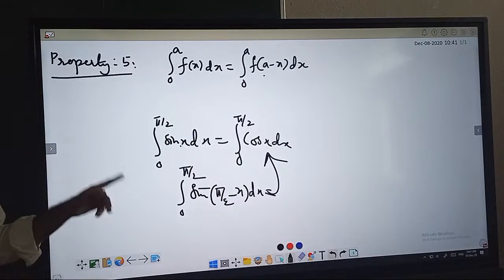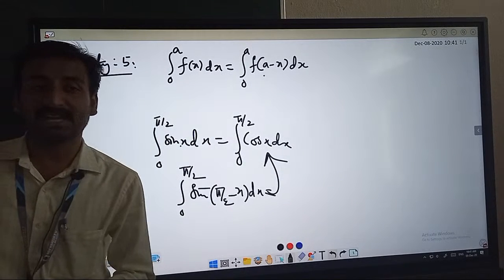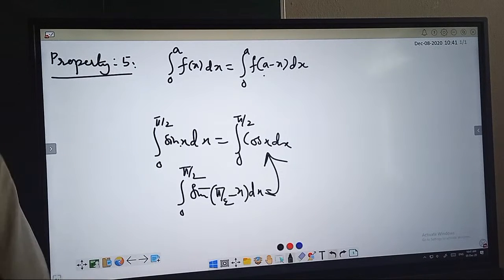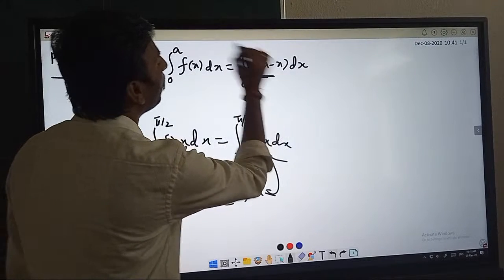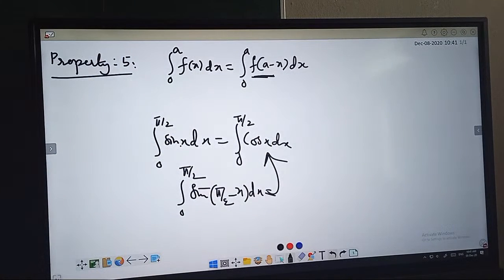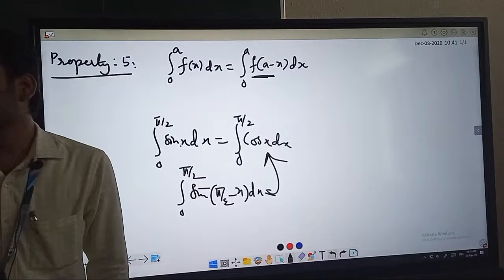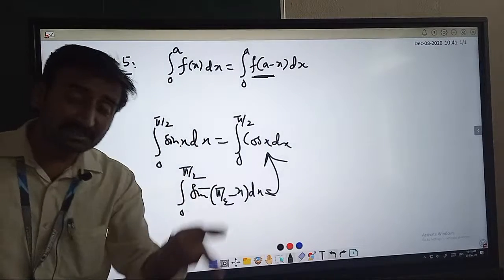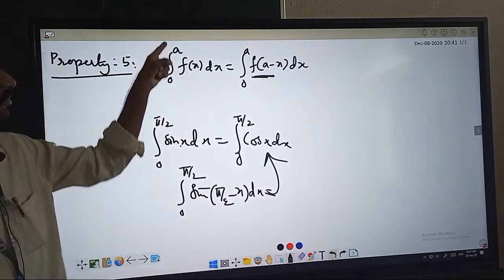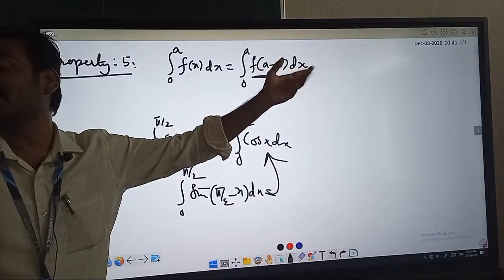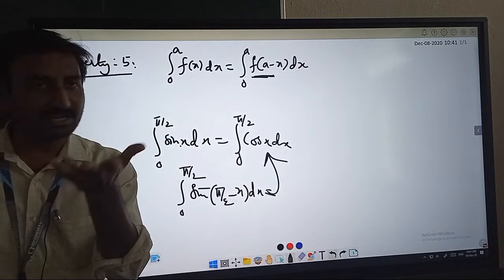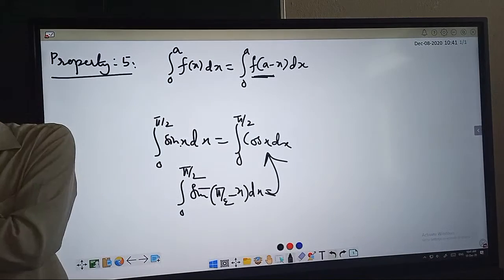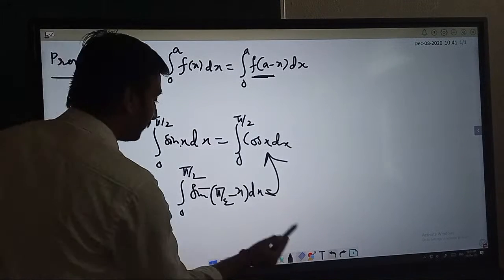Correct? When you have the integral from 0 to a of f of x dx, you can put it as the integral from 0 to a of f of a minus x dx. This is very important. And the very important thing you should remember is the previous property. Why is it much more important? See here, 0 plus a minus x, 0 plus a is a minus x. We are not doing anything new here. It is just a pattern of the original fourth property. Correct? Yes. Now look at this.